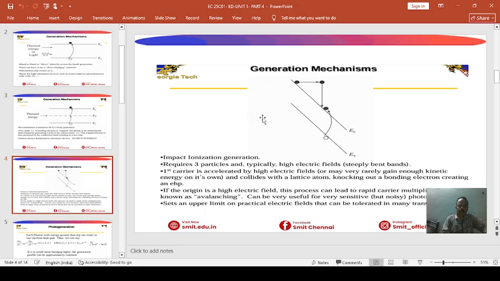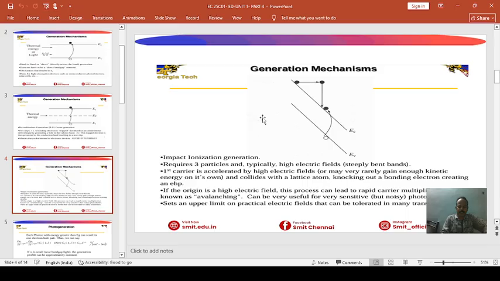Next, we have the generation method called impact ionization. Impact ionization occurs when a strong electric field is applied to the semiconductor. Under the influence of the high electric field, the electrons accelerate and gain higher kinetic energy. When a high energy electron collides with an atom, it can break a covalent bond. This releases a new electron hole pair.